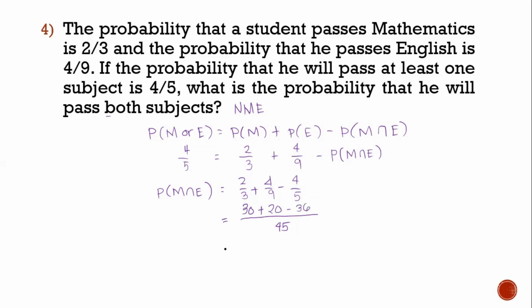Next, we have to simplify this one. 30 plus 20 is 50 minus 36 is 14. 14 over 45. So can we reduce this one? No, not anymore. So this one is our probability, 14 over 45.